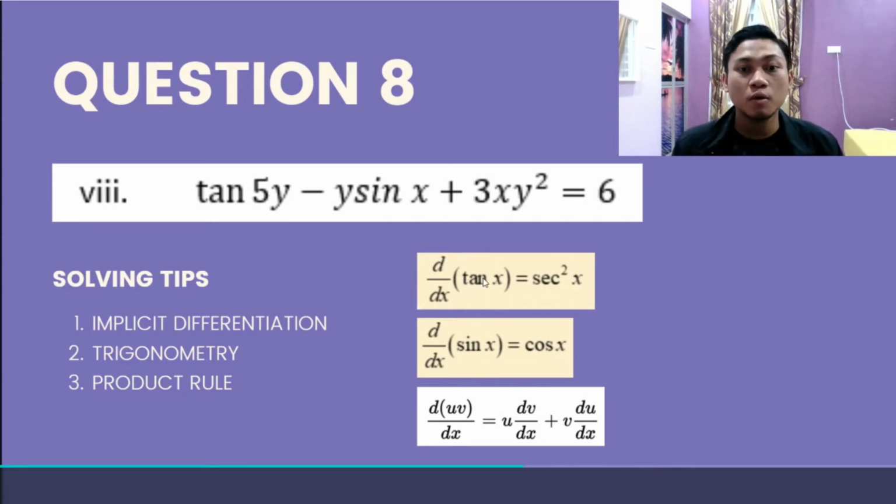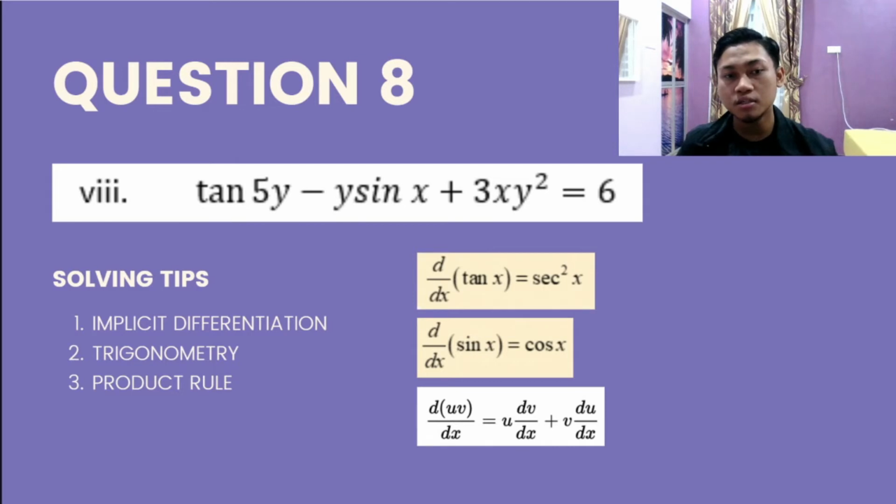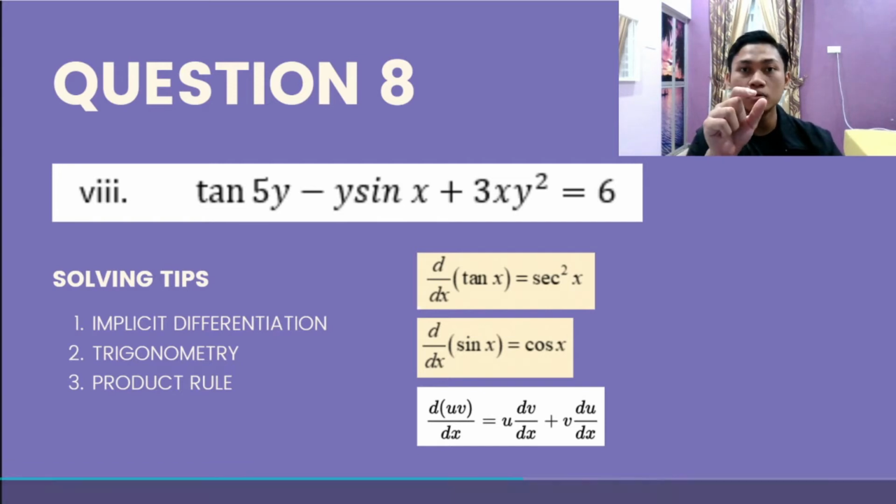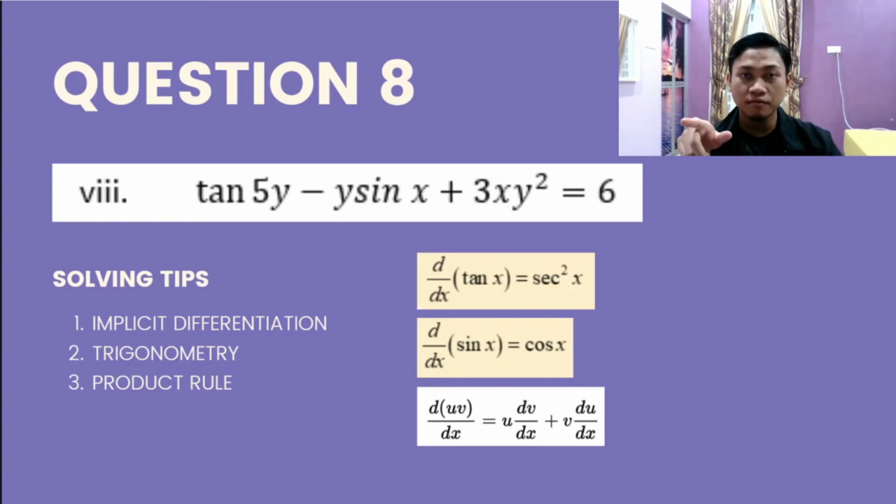So d over dx, when we differentiate tan, we will get sec squared x. Okay, so when we differentiate sin x, we will get cos x. Okay, so the product rule, number 3, I put this accordingly. So product rule right here, this is the formula, if you guys remember. We just take the differentiation when we do the product rule when we have 2 variables u and v. We let one variable become u and we let the other variable become v. How do we apply that? Let's go to the question, to the answer.